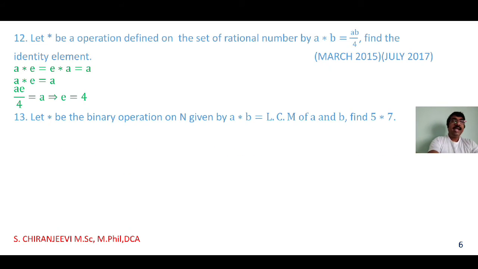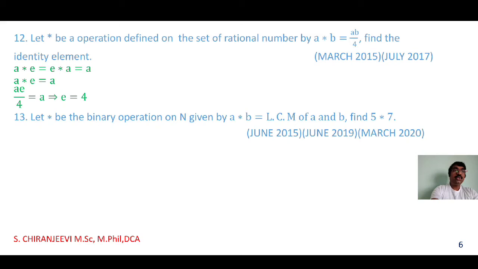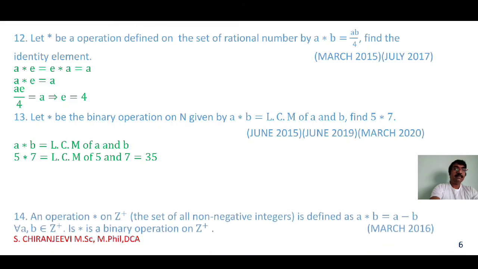13th one. Let star be the binary operation on capital N given by A star B equal to LCM of A and B. Find 5 star 7, which is asked in the years June 2015, June 2019, March 2020. A star B is LCM of A and B. So 5 star 7 will become LCM of 5 and 7. LCM of 5 and 7 is 35.